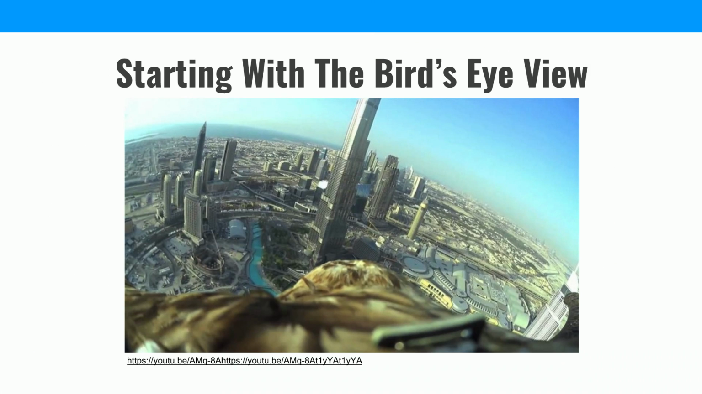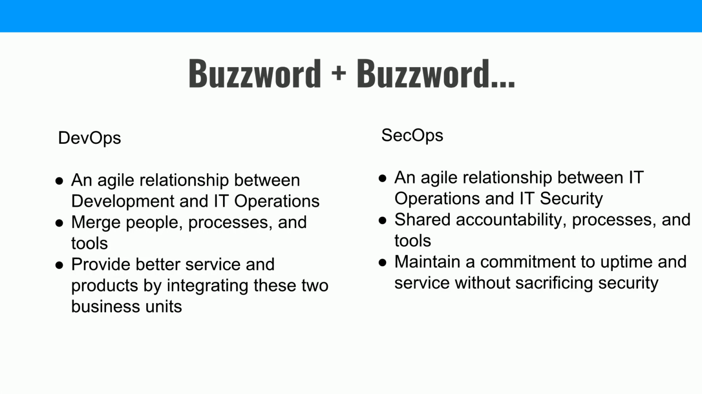So I want to start with a bird's eye view. This is an actual bird's eye view here. If you haven't seen this, it's pretty cool. It's on YouTube, but it's a video of a hawk swooping down at about 170 miles an hour, and it goes down and lands on the guy's arm. It's over the city of Dubai. You can check that out if you download my slides later. I highly recommend it. But starting with the bird's eye view of things, we have DevOps and we have SecOps. And DevOps in particular you've probably heard of.